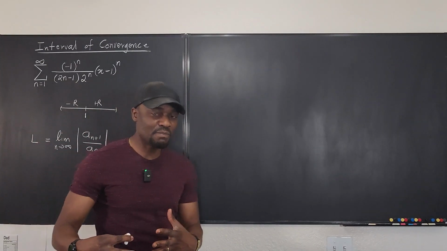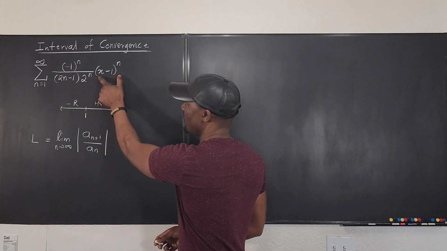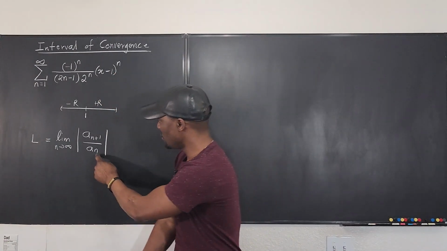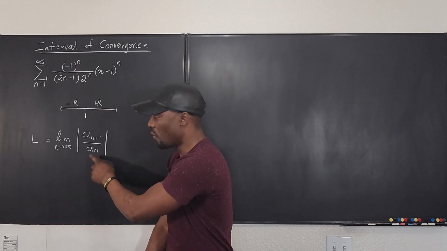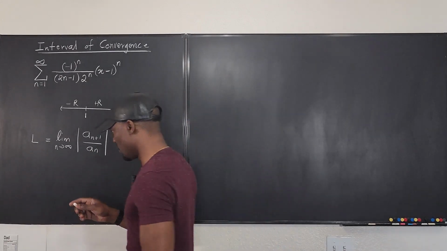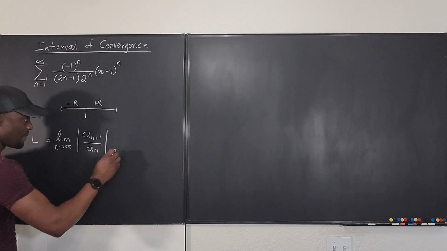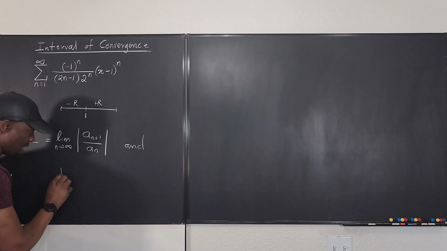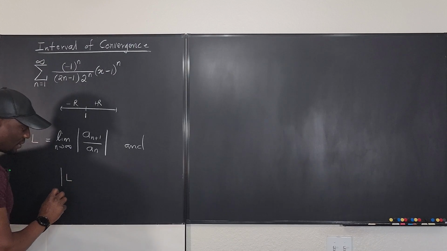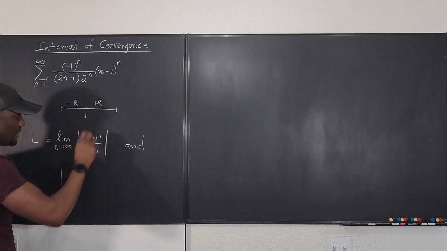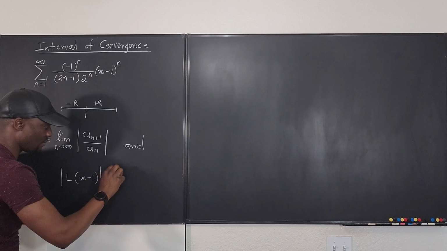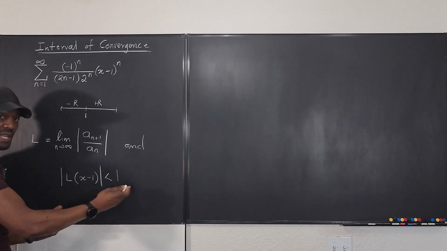I've seen many people include this term here, but it doesn't matter because at the end of the day, what's important is you getting what L is. And your final presentation is going to look like this: you want to make sure that the absolute value of L multiplied by what you have here, x minus 1, is less than 1. Okay, this is the presentation.